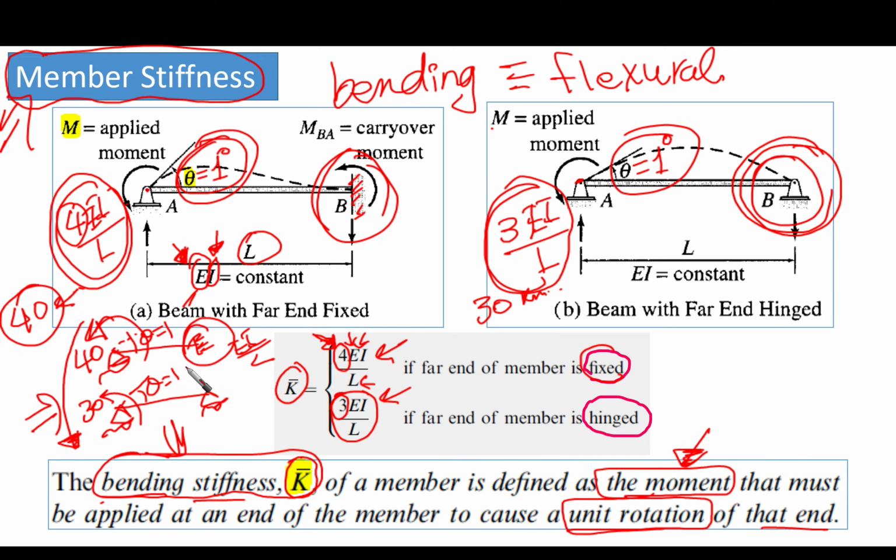Okay, so this is what I want you to remember forever in your life for structural analysis: the member bending stiffness is a function of its length, its inertia, the material, and the boundary condition. The far end is going to be fixed or hinged. Okay, now this is the member stiffness.